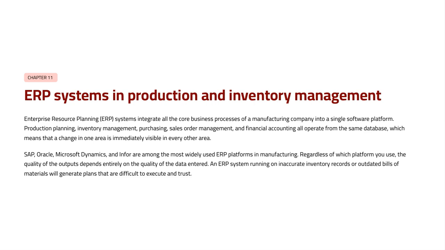Some of the most popular ERP platforms used in manufacturing include SAP, Oracle, Microsoft Dynamics, and Infor. However, it's important to remember that the effectiveness of any ERP system hinges on the quality of the data entered. If the inventory records are inaccurate or the bills of materials are outdated, the system will produce plans that are difficult to trust and execute. Accurate data is the foundation for a successful ERP implementation.